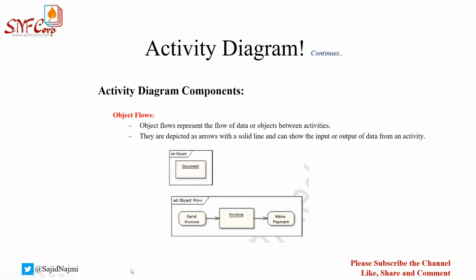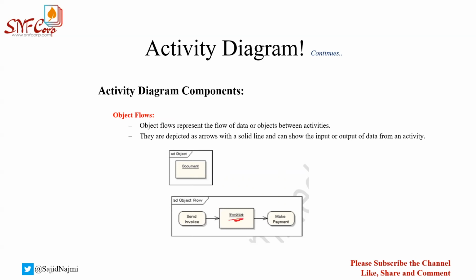So the next is we have some diagram components like object flows. As I said, once you have two different activities, like in this example, you will see send invoice is one activity and make payment is another activity. In between, we have a big rectangular box with invoice written and with a solid line. If you see this solid line, let me show you this solid line.